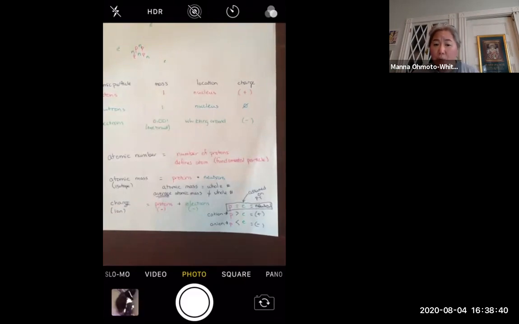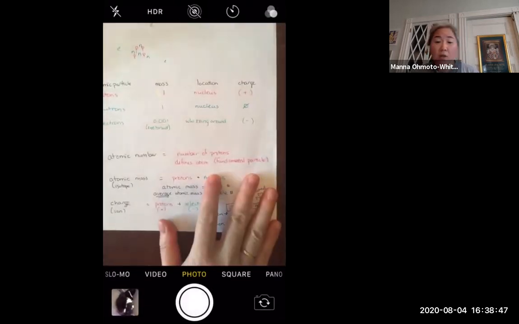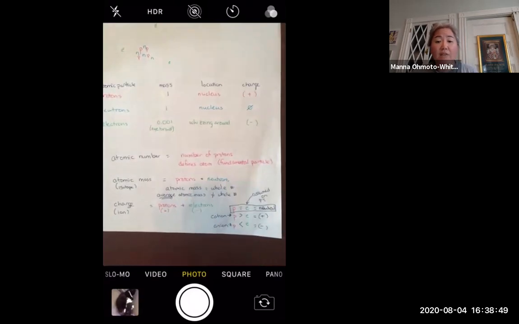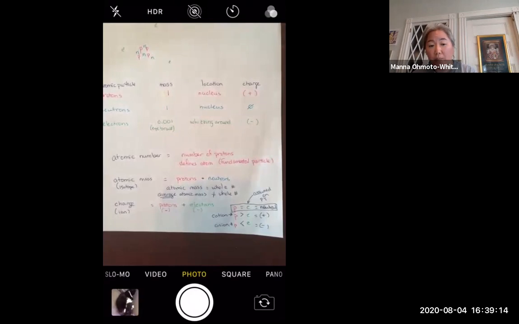Now, the proton is the number one fundamental particle. In fact, they call it the fundamental particle. And it is the fundamental particle because it defines the atom. So if I change the number of protons, I change it into a separate element altogether. The atomic mass is the number of protons plus neutrons. So when you're talking about an atom itself, because you can only have a proton or a neutron, you can't have like half a proton or 3/4 of a neutron, your atomic mass will be a whole number.